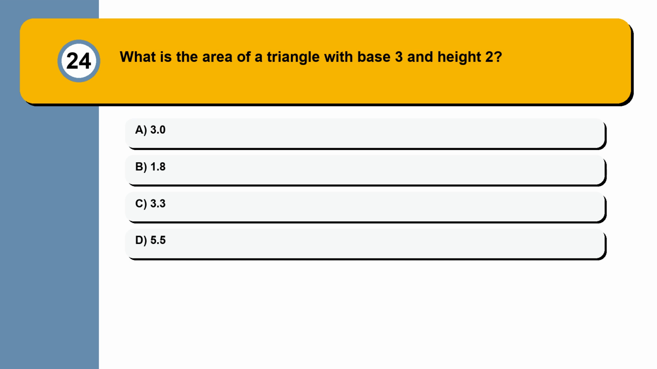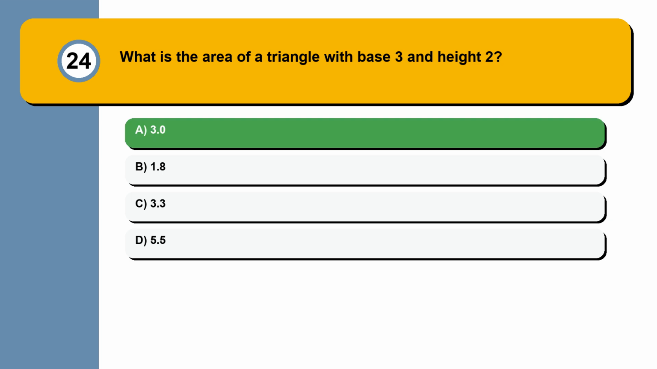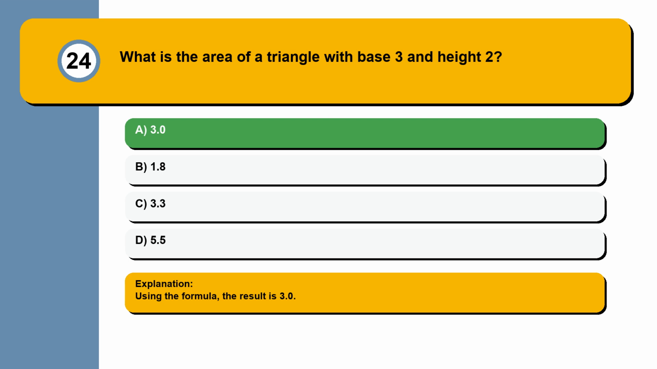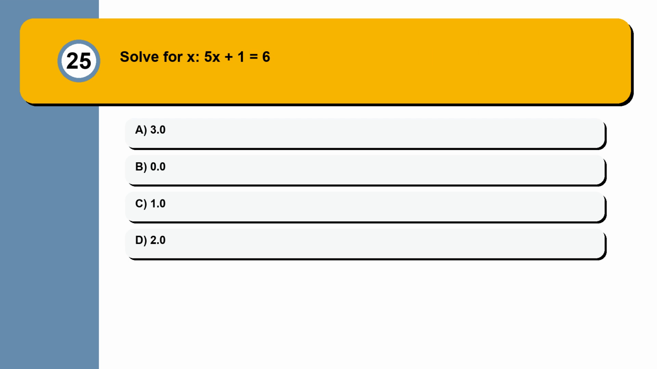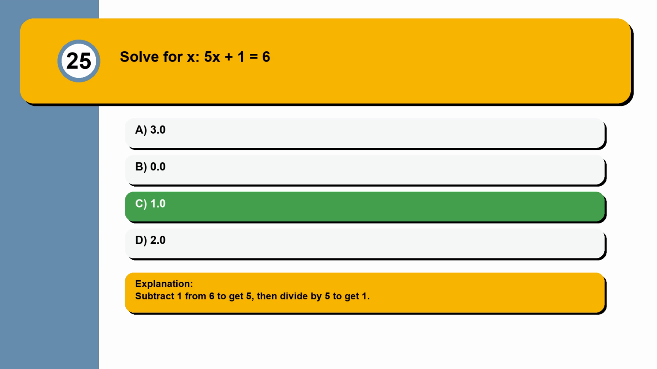Question 24. What is the area of a triangle with base 3 and height 2? 3.0, 1.8, 3.3, 5.5. Using the formula, the result is 3.0. Question 25. Solve for x. 5x plus 1 equals 6. 3.0, 0.0, 1.0, 2.0. Subtract 1 from 6 to get 5, then divide by 5 to get 1.